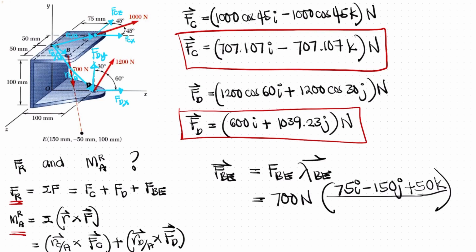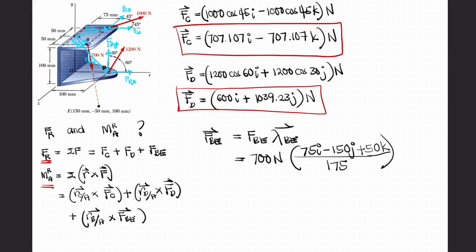Then divide by the square root of 75 squared plus 150 squared plus 50 squared, which is 175. So vector force BE is equal to 700 times 75 divided by 175, which is 300 i, minus 600 j, plus 200 k newtons.